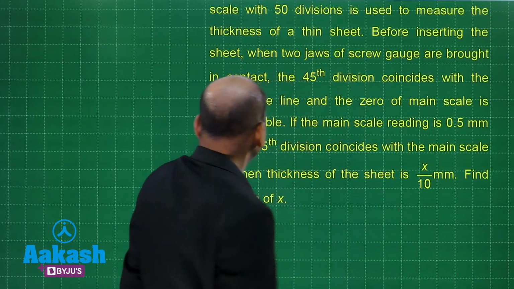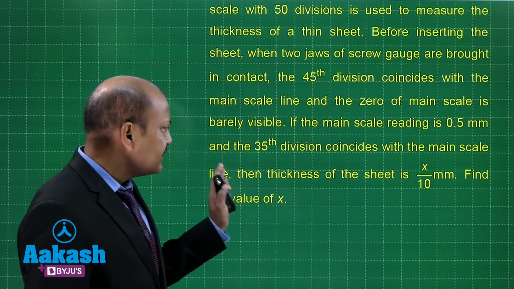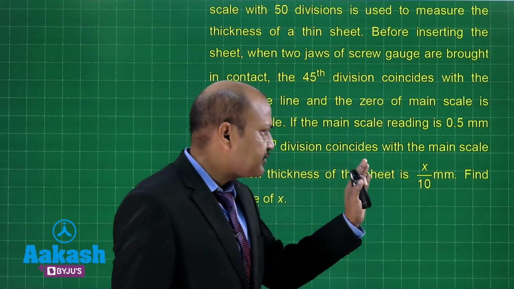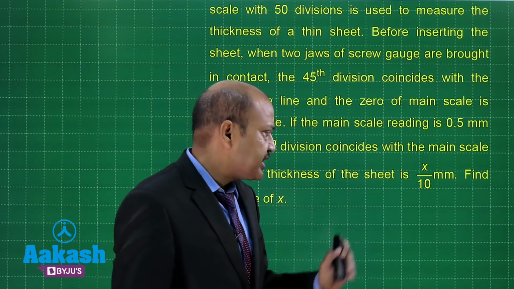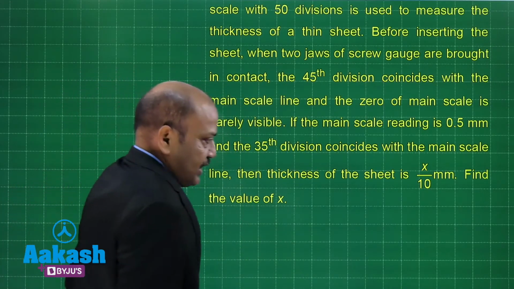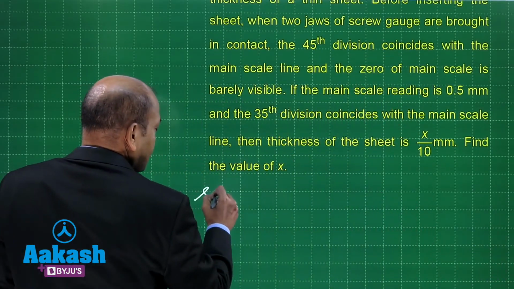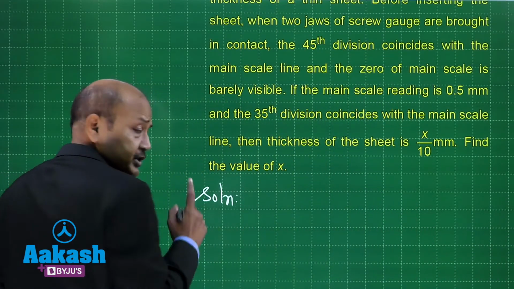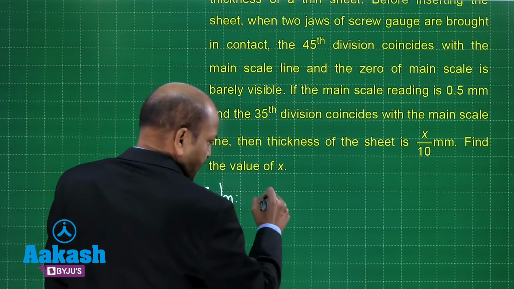What does it say further? If the main scale reading is 0.5 millimeter and the 35th division coincides with the main scale line, then the thickness of the sheet is x by 10 millimeter and we are supposed to find the value of x. Let us get cracking, and as I told you, first of all, zero error is negative. What about the least count? Let us find the least count.